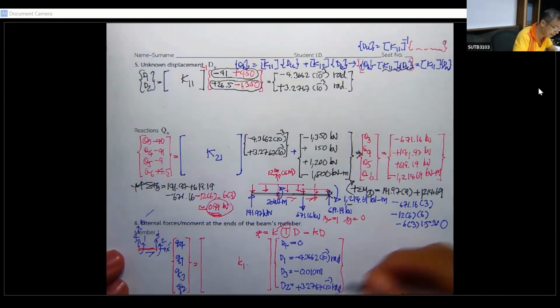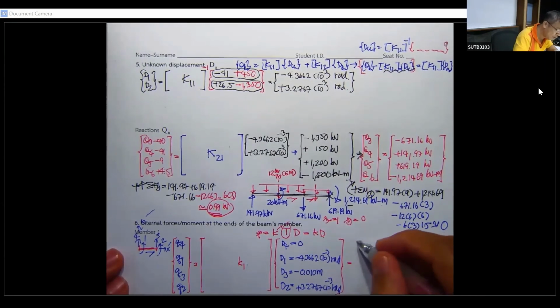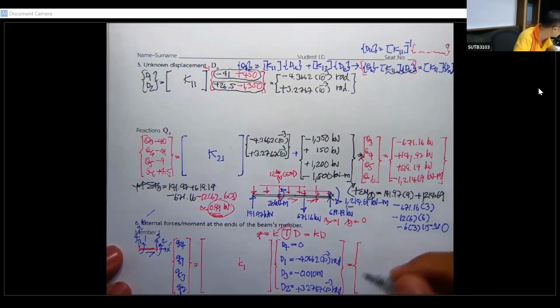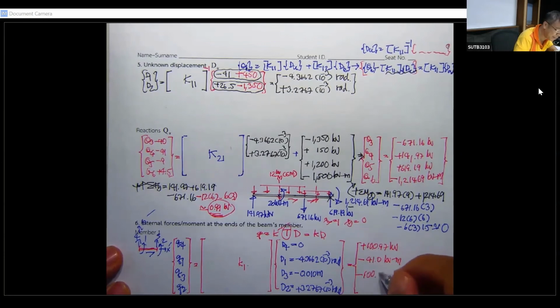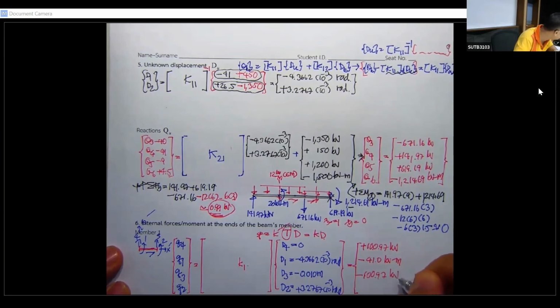You will get the result: plus 100.97 kilonewton, minus 41.0 kilonewton meter, minus the same thing. The same thing at the top is always the same number. If you didn't get it, you got a wrong answer. This is going to be 646.85 positive kilonewton meter. This is the first one.